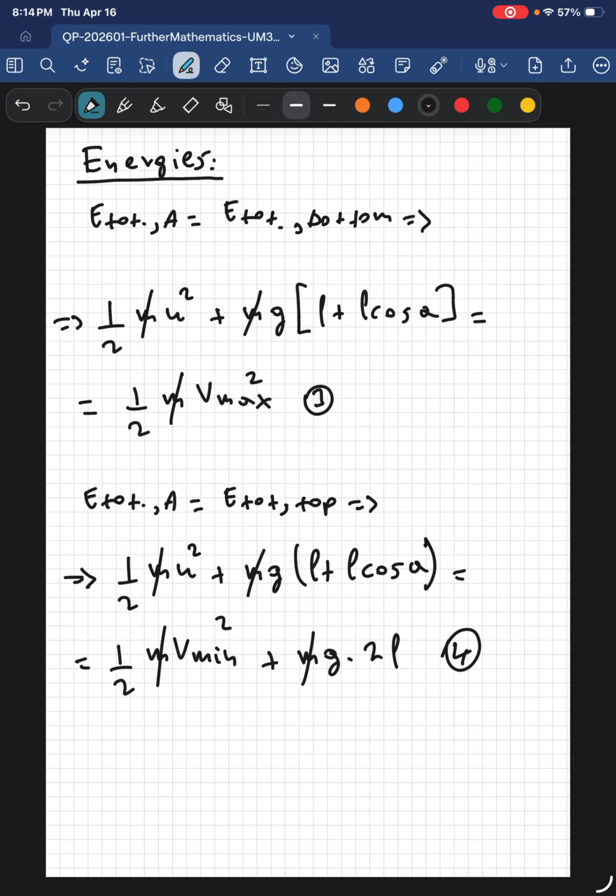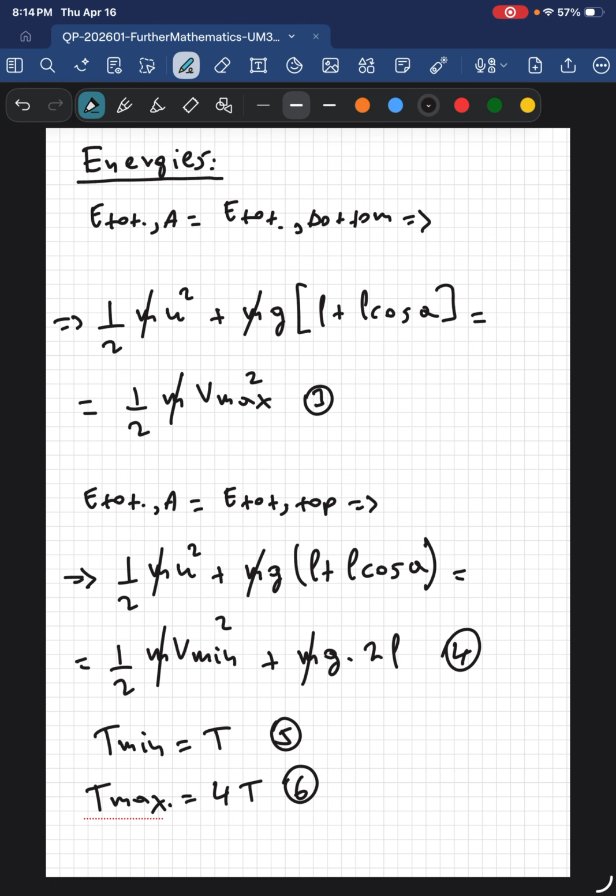Then we have 2 additional equations. We are told that if the minimum tension is T, which we call equation 5, then the maximum tension is 4T. So this is equation 6. Stay with me. I promise this works out in the end.